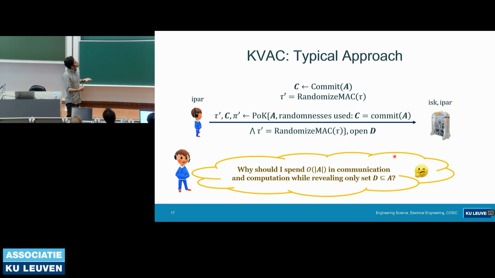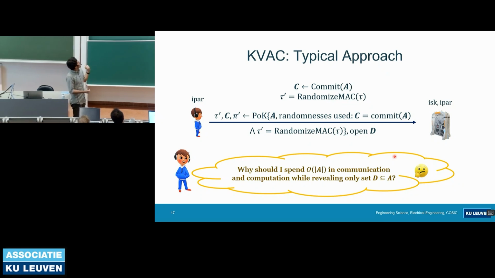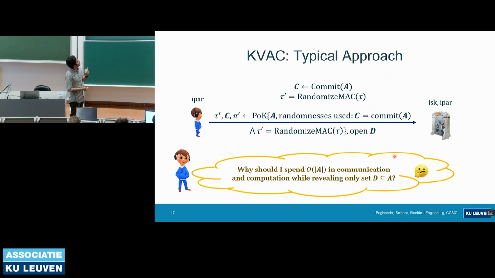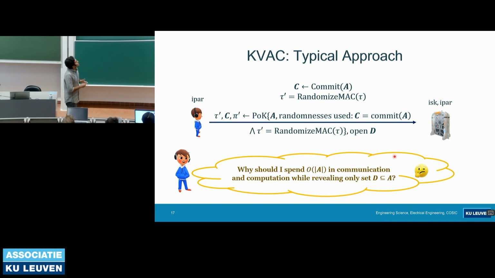So we randomize the MAC, and then in the showing phase, the user sends this randomized tag, the commitment on the attributes, and a proof. The only thing the user wants to send is the set D. It wants to convince the verifier that I know all the attributes A, and also the randomness used in the commitment and the randomized MAC. I know all of them, they are all bound to each other, and there is no cheating going on. That's what makes the whole construction unforgeable.